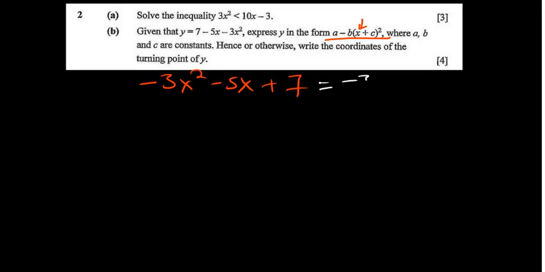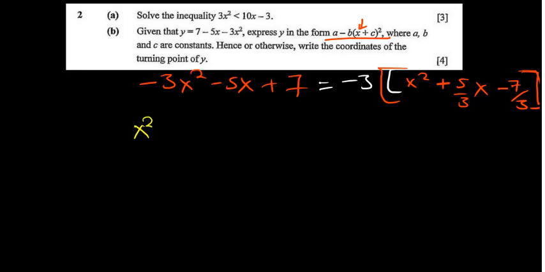So negative 3. What is going to remain in the brackets? We remain with x squared, negative 5 becomes positive 5 over 3x. Whenever you factor something out, it's like you're dividing throughout by the same number. And then 7 gives us negative 7 over 3. So that's us factoring out negative 3. What has remained is x squared plus 5 over 3x minus 7 over 3.